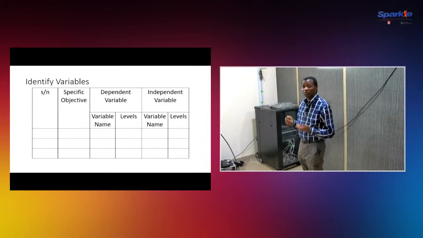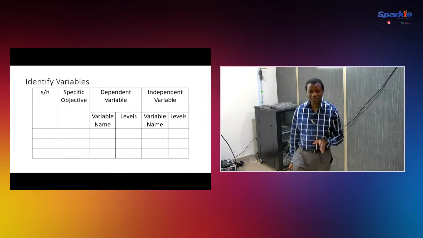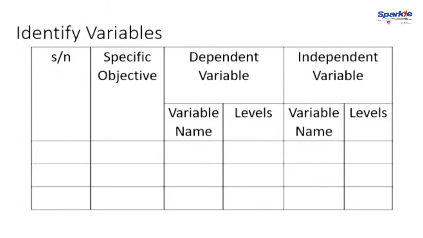Go to specific objective number 2, identify the dependent variable, the independent variable. Most of the time, if your work has to do with one dependent variable, then you have the same thing here. Is that clear? All right.